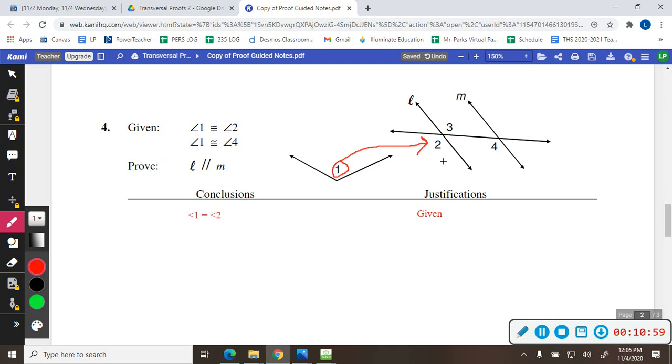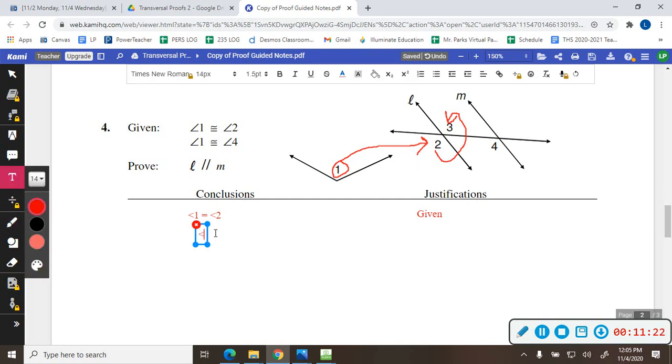Now, I can't go from 2 to 4, because they didn't tell me that these lines are parallel. They have to tell me that information. So I can't just say 2 equals 4 because they did not tell me those are parallel. But I could go from 2 to 3 because that's the definition of vertical angles. So now I could say that angle 2 is congruent to angle 3.